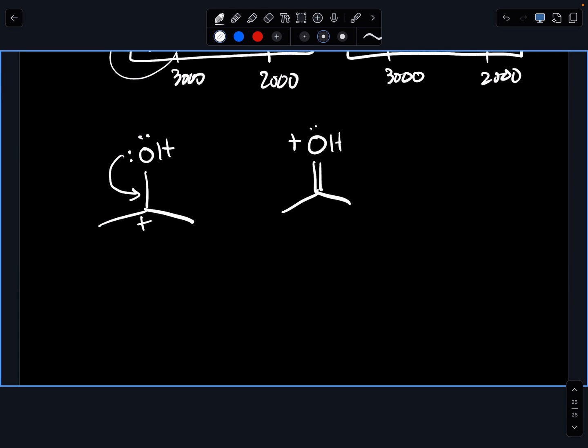So you see how I drew it here? It starts at the lone pair and moves to the space halfway between the oxygen and the carbon. An incorrect way to do it would be this. You see that? Where they're pointing to an atom. That's wrong.